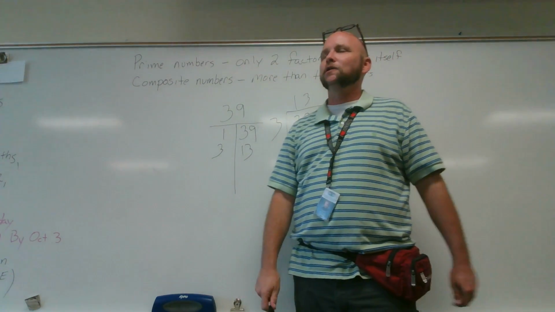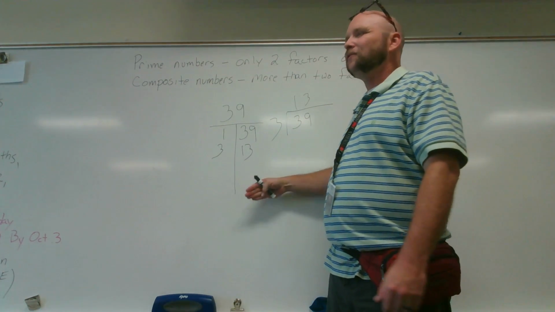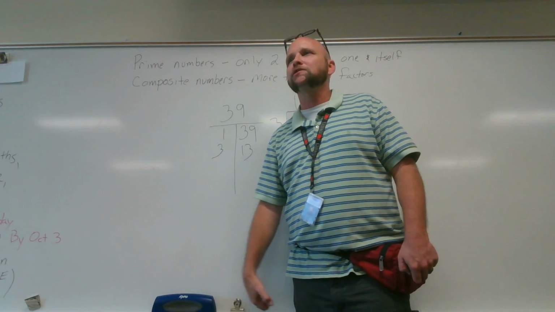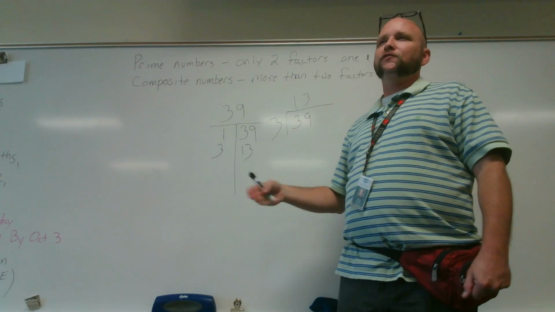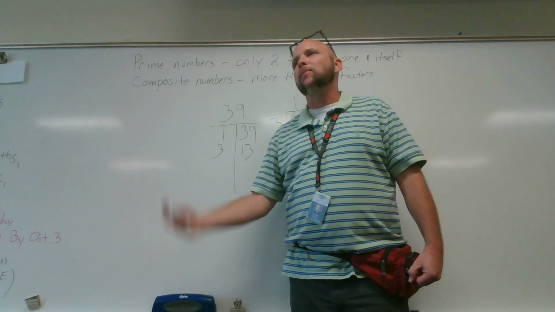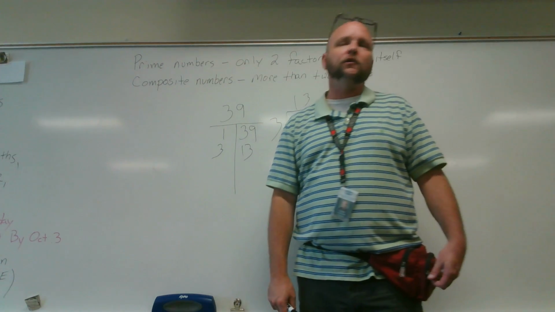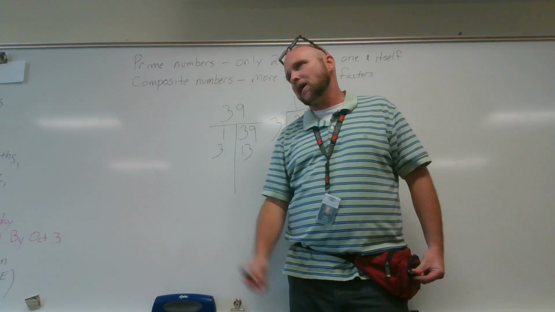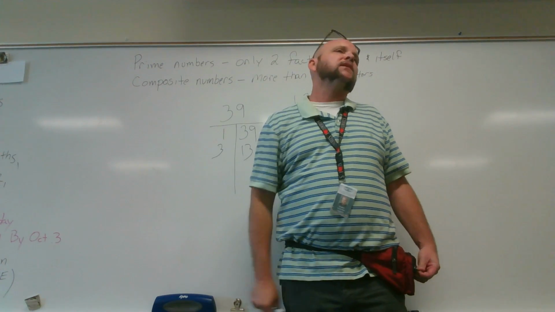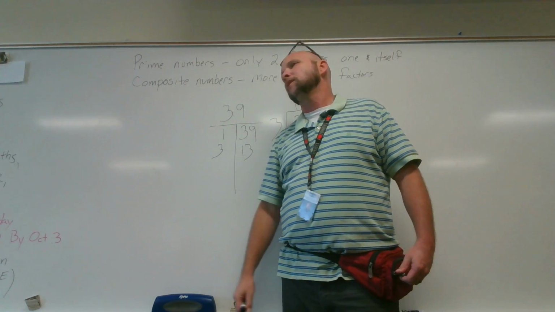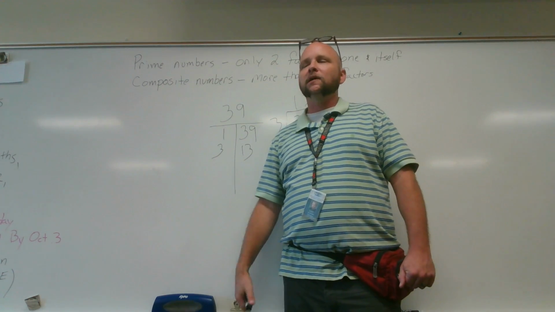39 is one I like to use if I want to trick you. 51 is one I like to use if I want to trick you, because 51 is a composite number. But I can probably trick about half of you, even if I tell you right now that 51 is a composite number. Some of you will write prime later on when we get into prime and composite numbers.